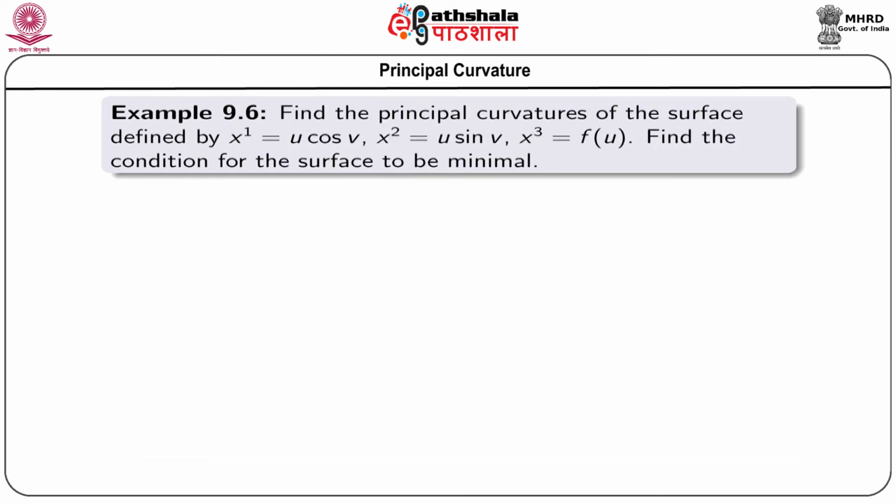Now, let us see another example. We are going to find the principal curvatures of the surface defined by x1 equals u cos v, x2 equals u sin v and x3 equals f(u), that is the surface of revolution, and find the condition for the surface to be minimal. We have to find also this condition.